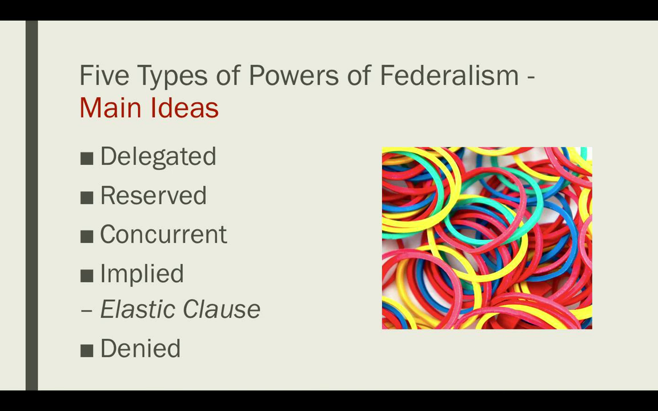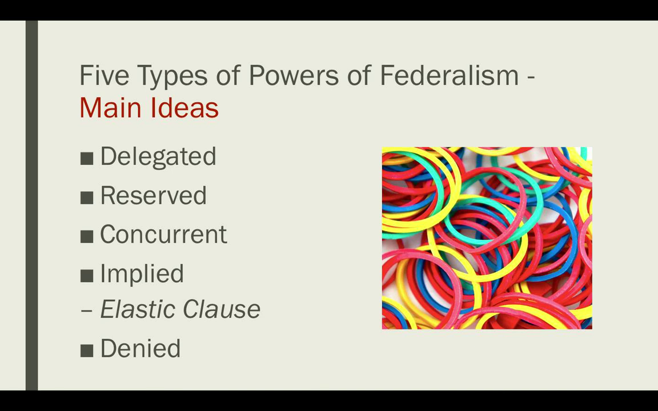This gives the national government the ability to expand or stretch like a rubber band its powers. The Constitution covers a wide variety here when it says necessary and proper. Anything could fall into that category to make a law that is for the people. It makes it possible for the national government to carry out its delegated powers and to change over time.